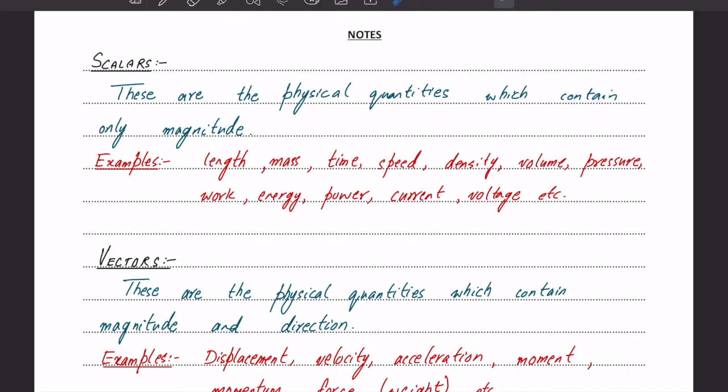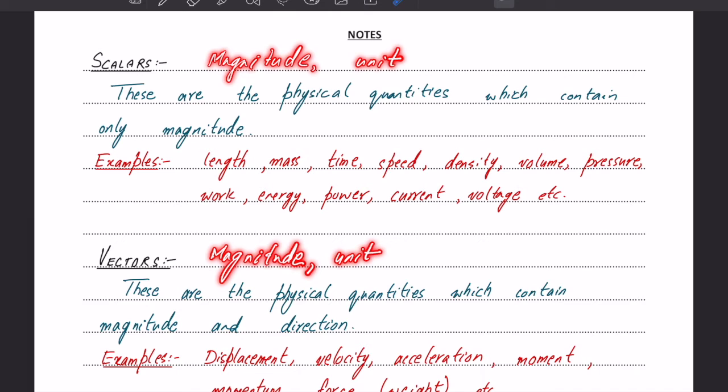Scalar quantities have magnitude and unit, whereas vector quantities have magnitude, just like scalar quantities. They have unit, just like scalar quantities, but they also have direction associated with them. So if there is a direction associated with any quantity, then that quantity is going to be called a vector quantity.